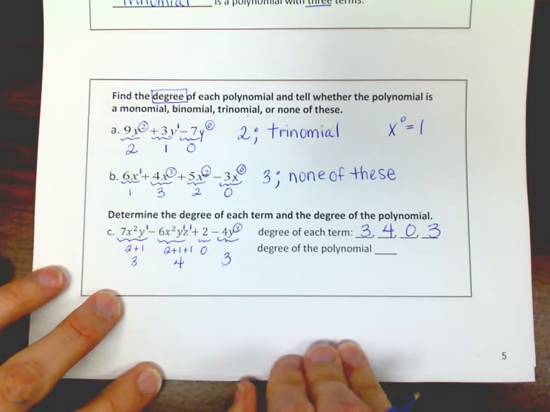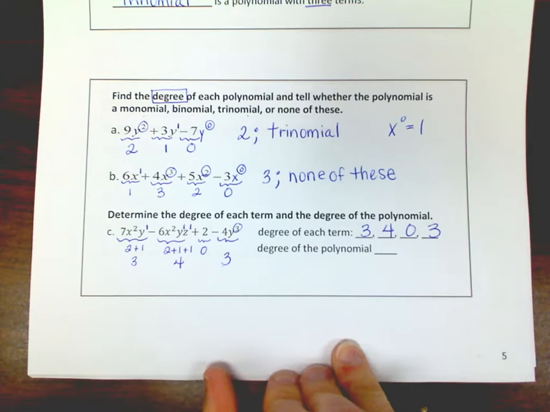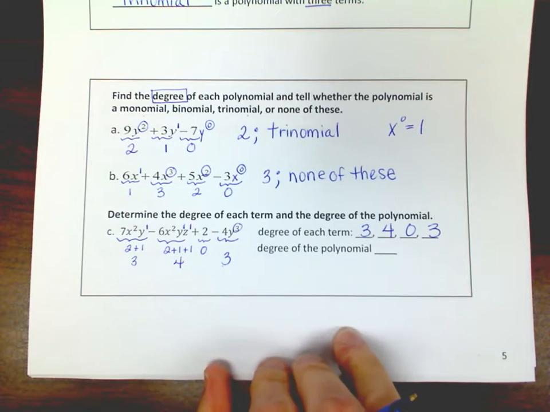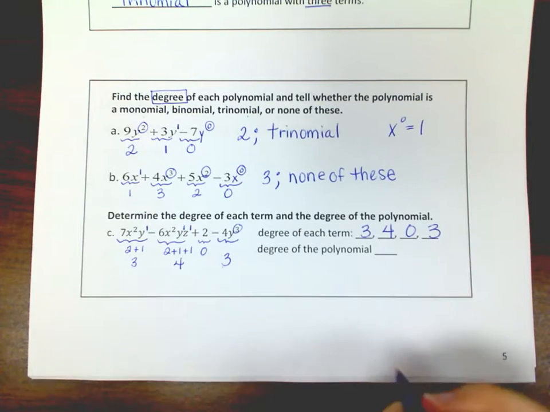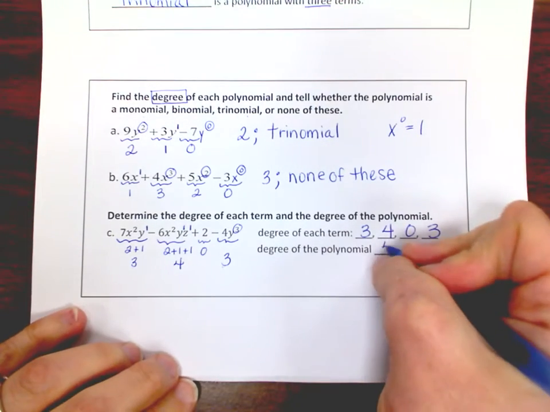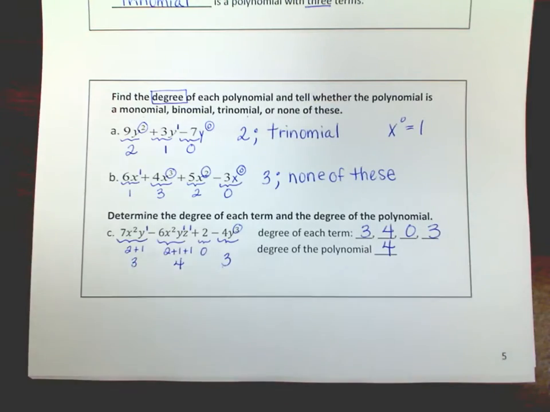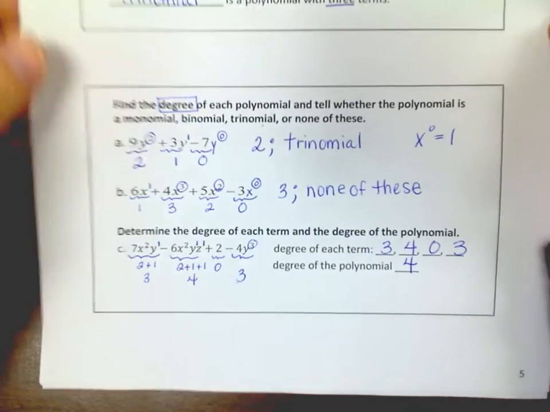And then the degree of the entire polynomial, when you take a look at that, is going to be the highest degree of all of them. And so 4 is the highest degree. So we'd say that this is a polynomial of degree 4. Okay, so let's move on.